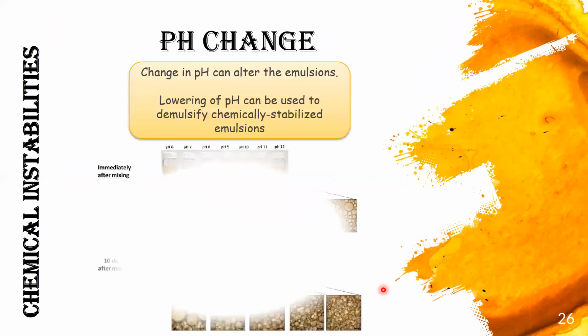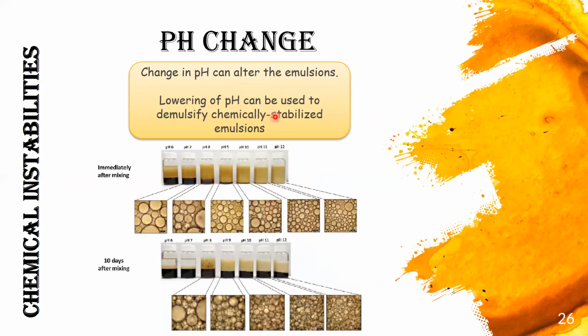pH change. pH can alter the emulsion. Lowering of the pH is used to demulsify a chemically stabilized emulsion. So in this, you can see a stable emulsion having a normal pH. But when the pH is reduced, it is converted into an unstable emulsion.